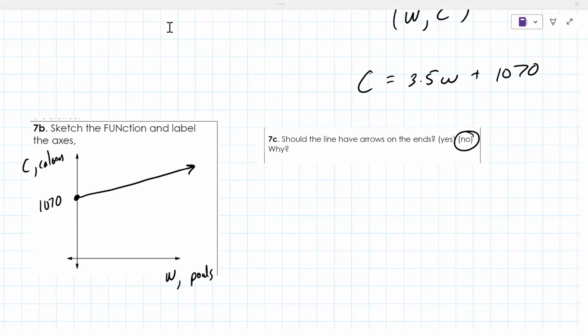Alright. But it could go to the right for a while, because you can be anywhere from, I mean, even over here on the left it's not zero, nobody's 0 pounds, but that's the idea. So just something to think about.